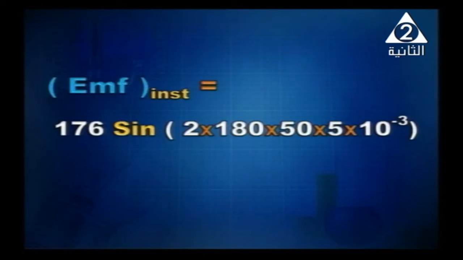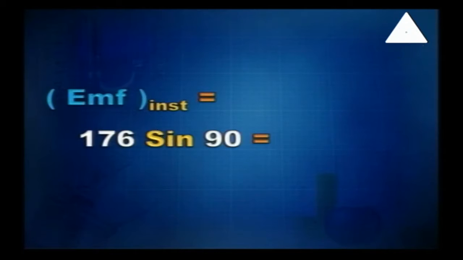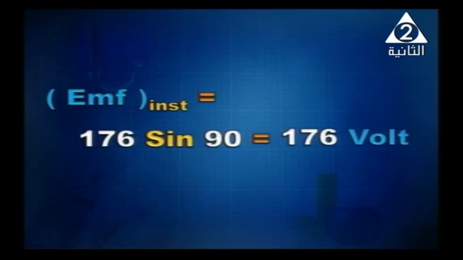Okay, 2 pi f t. 2 times pi here is equal to 180. F frequency, yes, 50. And time given 5 milliseconds. So 5 times 10 to the power of negative 3. Okay, so the instantaneous is equal to 176 sine 90. Sine 90 equals 1, so it is maximum. Okay, so it is the maximum EMF.